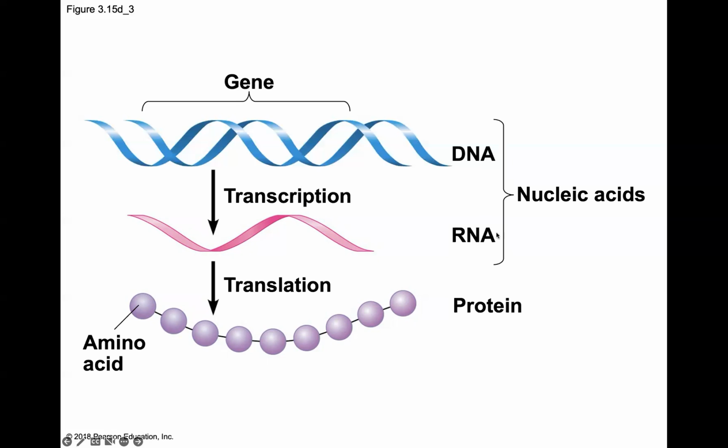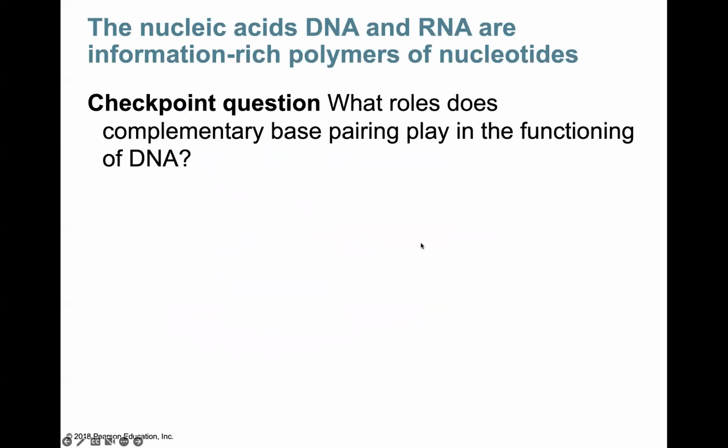So we have our 2 types of nucleic acids here, right? We have DNA and we have RNA. You should know the difference between these 2 molecules: DNA as a double-stranded helix and RNA as a single-stranded molecule. You should know the nitrogenous bases of DNA, which are A, T, C, and G. And then in RNA, those nucleotides differ. There's no thymine in RNA. The T that we find in DNA is replaced by uracil in RNA. So as I said before, the nucleic acids, DNA and RNA, are information-rich polymers of nucleotides.